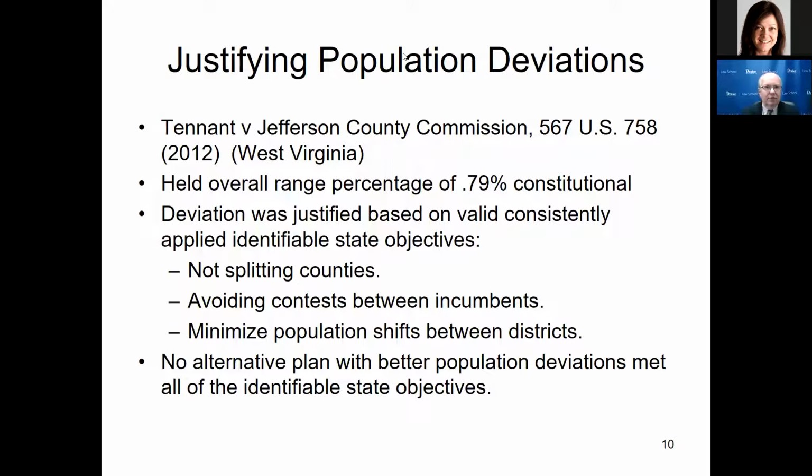Subsequent to that case, after redistricting, after the census in 2011, West Virginia did congressional redistricting, and a challenge was made. In that case, the Supreme Court held that an overall range percentage of 0.79% was constitutional. The court determined that the deviation was justified based on valid, consistently applied, identifiable state objectives, one of which was not splitting counties, avoiding contests between incumbents, and minimizing population shifts between districts. The court noted that no alternative plan presented to the court with better population deviations met all of those objectives. Therefore, they determined that the plan adopted by West Virginia was constitutional.